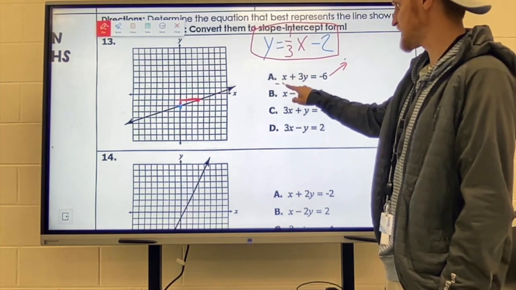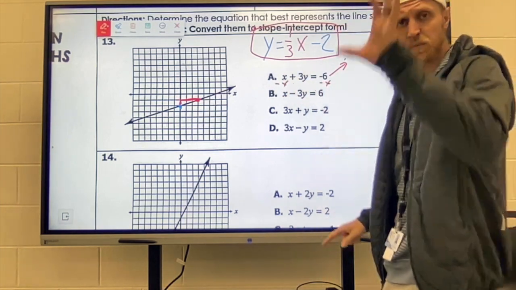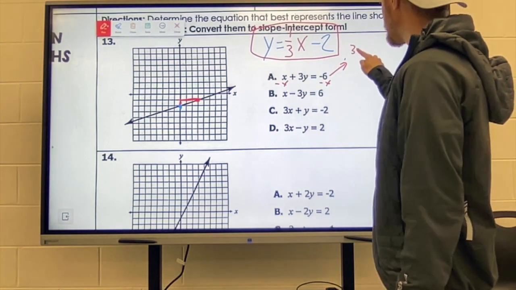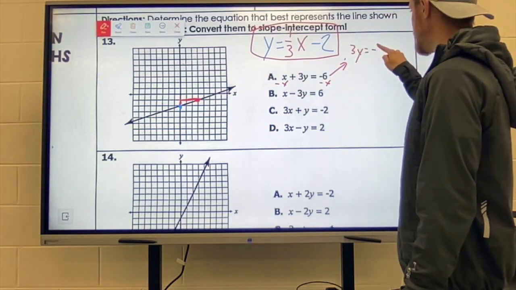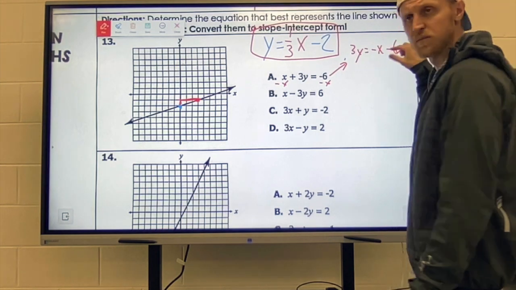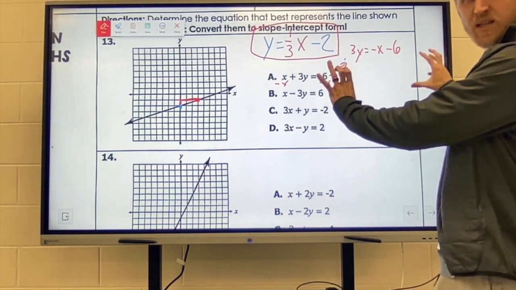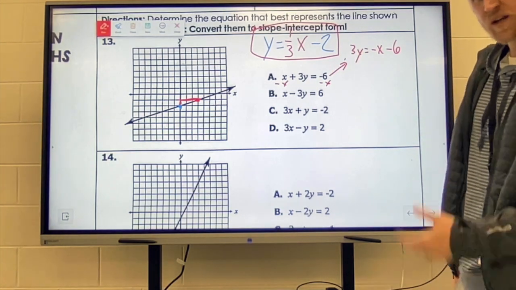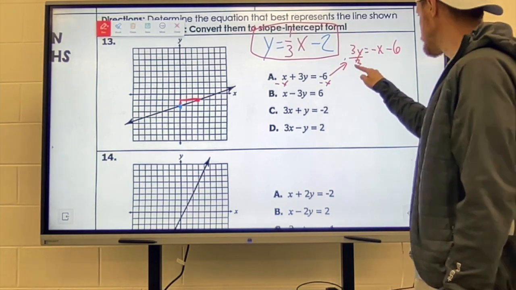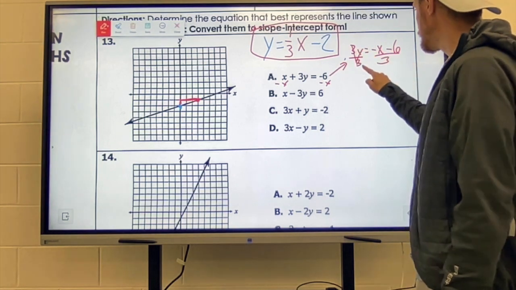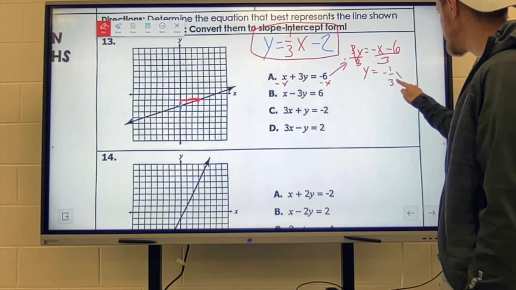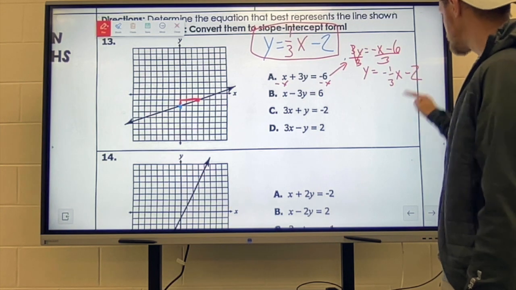First, I'm going to subtract my x from both sides. Remember, we want to move that x term to the other side. And when I do so, I have 3y = -x - 6. Remember, we want to put that x term first and then the constant. Then I'm going to divide by 3 to get rid of that coefficient. And when I do so, I get y = -1/3x - 2.